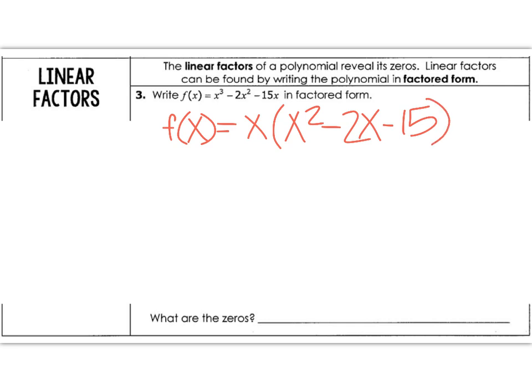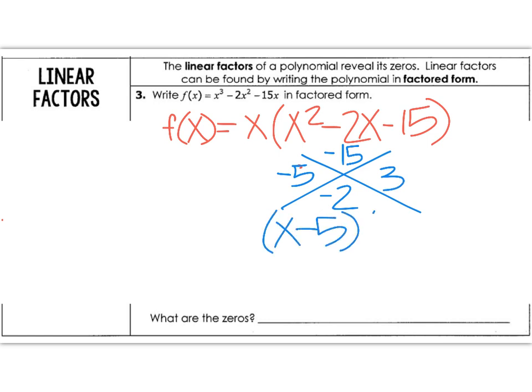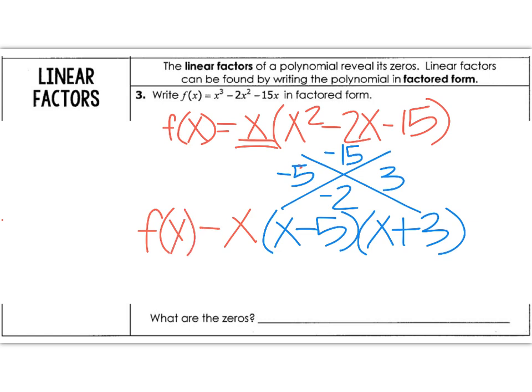Then what we want to do is try to factor this quadratic that's left inside the parentheses. So start by doing our diamond, -15 on top, -2 on the bottom. Two numbers that multiply to -15 and add up to -2 would be -5 and +3. So we're left with x minus 5, x plus 3, and don't forget to bring down this x. So if we were to write this in factored form, our function would be f of x equals x times x minus 5 times x plus 3.